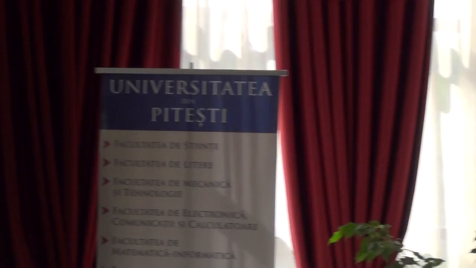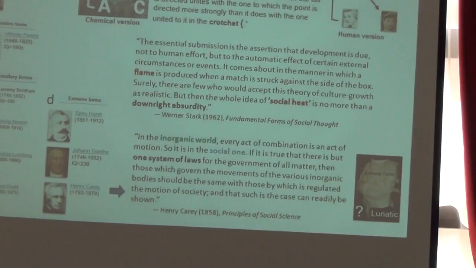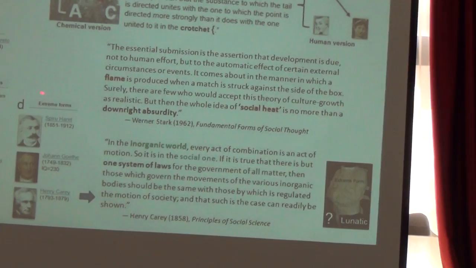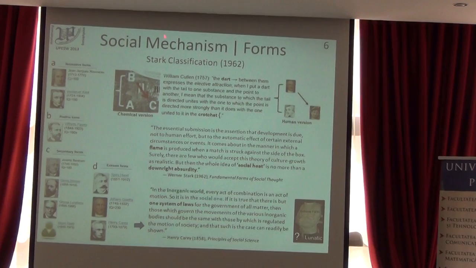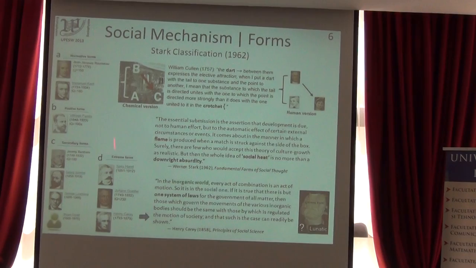So here's what's called the Stark classification. This is going to give you a spectrum of what are called normative social mechanism theorists, all the way down in descending order to extreme social mechanism theorists. This is by a Hungarian-born English sociologist, Hungarian and Czechoslovakian, where did it start? But he went over to England and he was one of the leading sociologists. He devised this whole classification scheme.